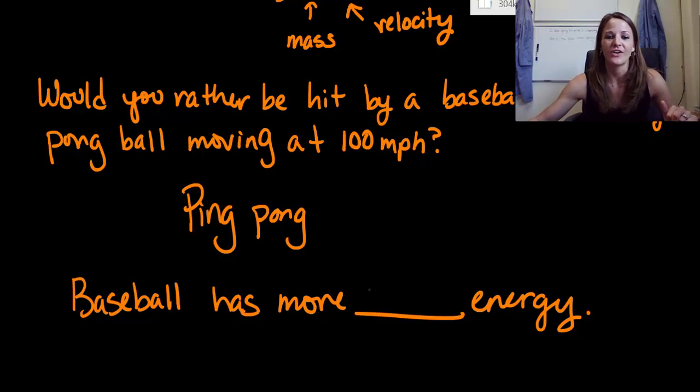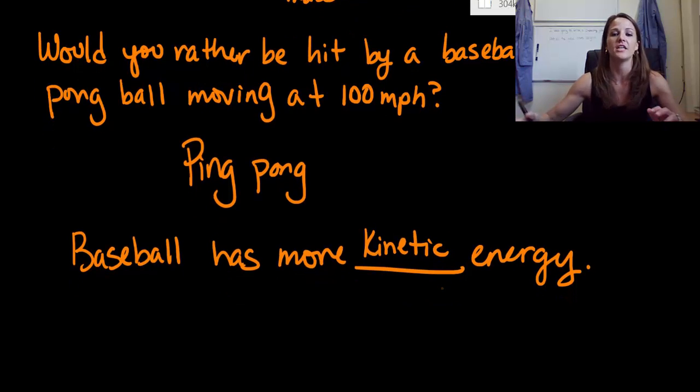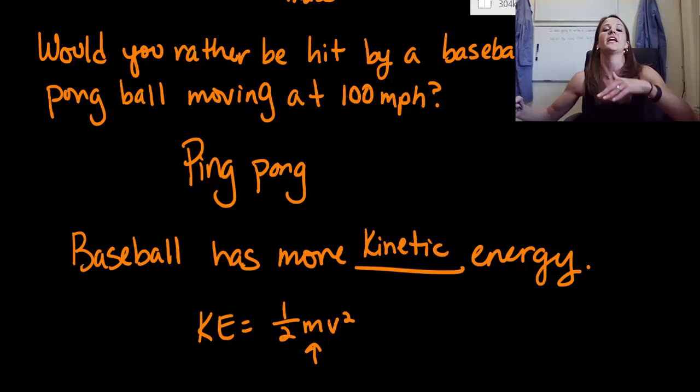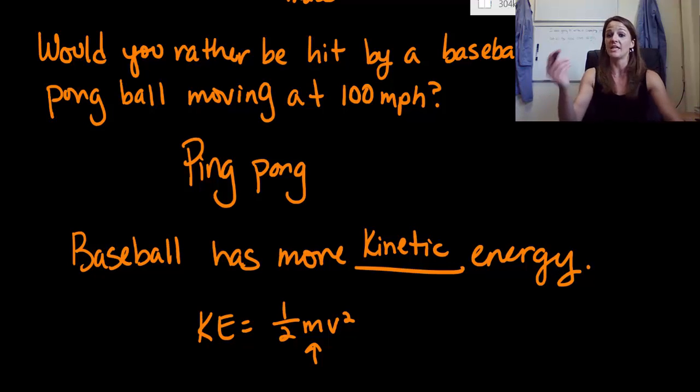Hopefully you did, and the correct answer is kinetic energy. A baseball definitely has more kinetic energy. Remember, the relationship with kinetic energy is 1/2 mv squared. So the more mass something has, the more kinetic energy it will be able to have. A baseball is significantly heavier than a ping pong ball, which is why if you have a choice to be hit by a ping pong ball or a baseball at 100 miles an hour, you're definitely going to pick that ping pong ball.